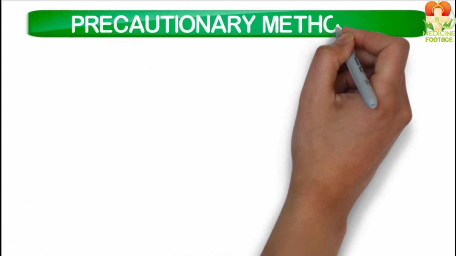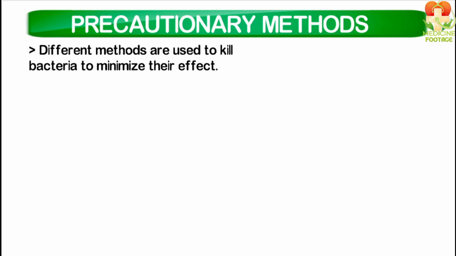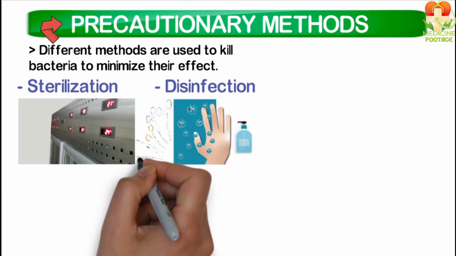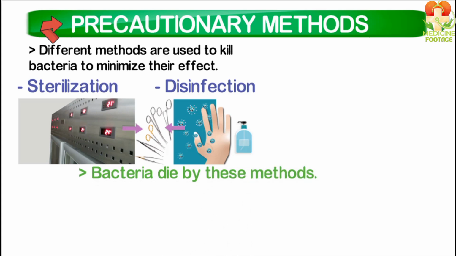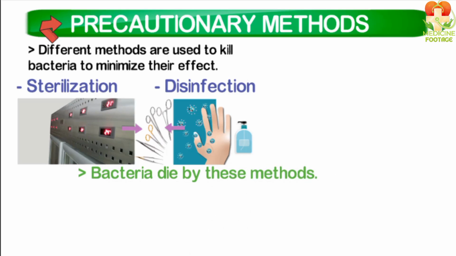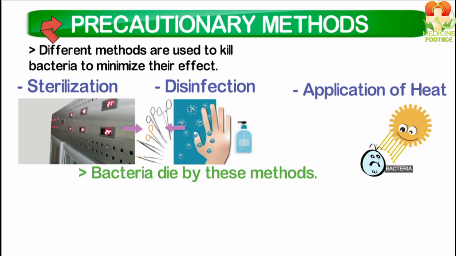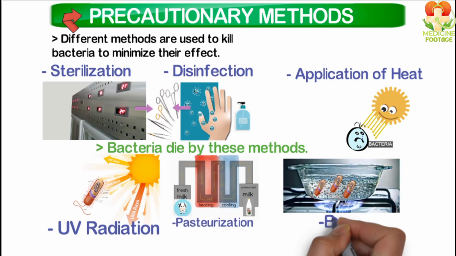But if anyone wants to prevent these bacteria from causing diseases, then various methods are used, which we call precautionary methods. For example, sterilization or disinfecting of exposed surfaces or instruments and tools. Everything we use, we sterilize or disinfect it so that the bacteria present on it are destroyed. When they are destroyed, they die, and the bacteria present on those instruments or tools will not be able to cause disease. Other methods include the application of heat, disinfectants, ultraviolet radiation, pasteurization, and boiling. These methods are also used for disinfecting bacteria or sterilization.